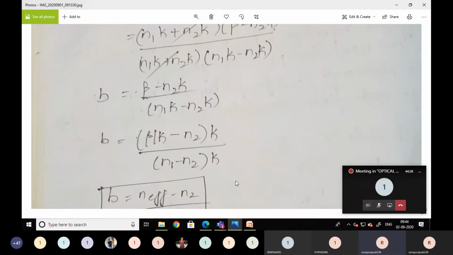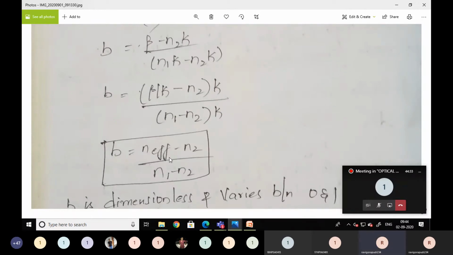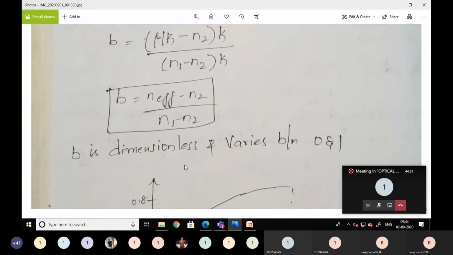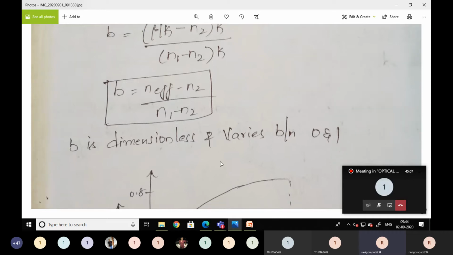From equation 1, what is beta by k? Propagation constant beta by k is n effective. Then b is equal to n effective minus n2 by n1 minus n2. B is dimensionless and varies from 0 to 1. B, normalized propagation constant, is dimensionless and varies between 0 and 1.